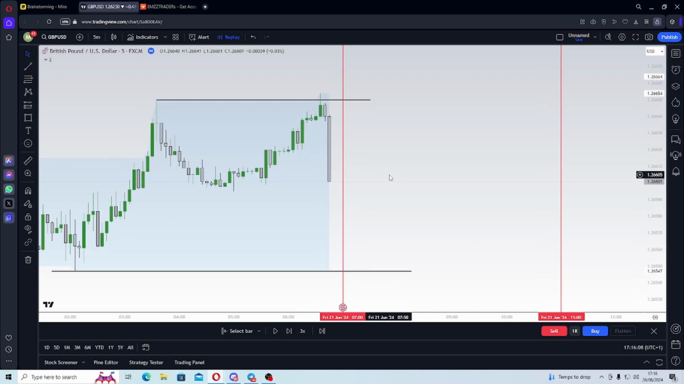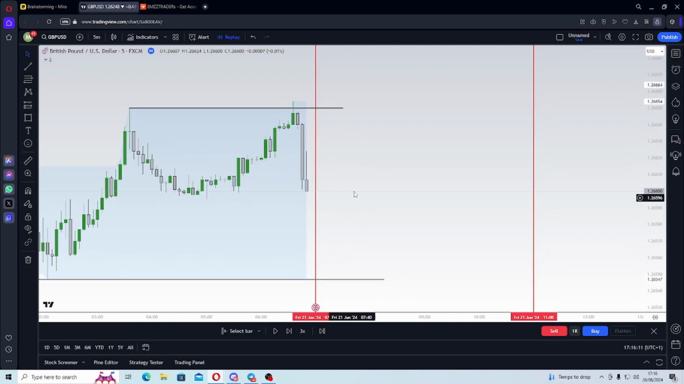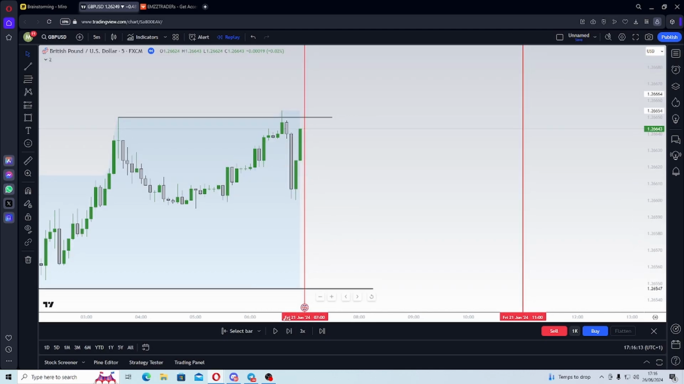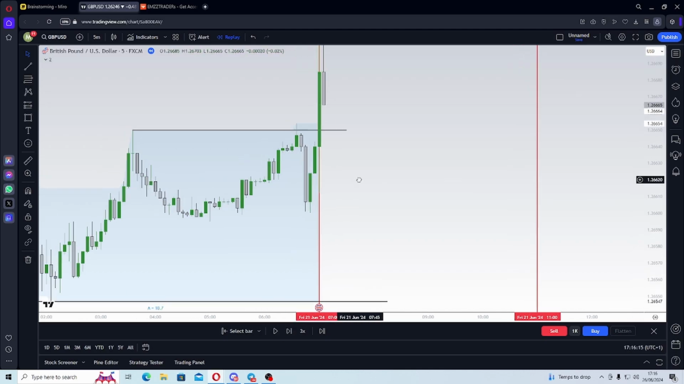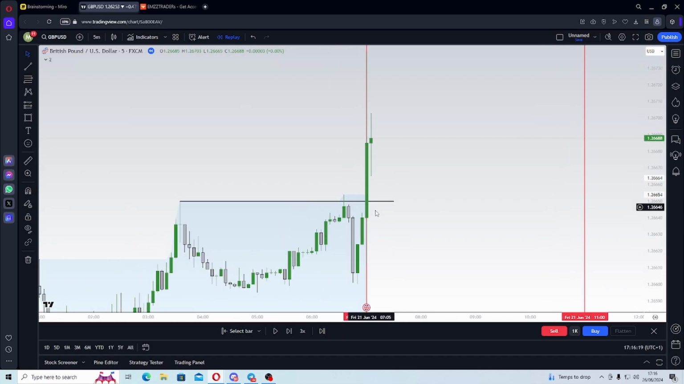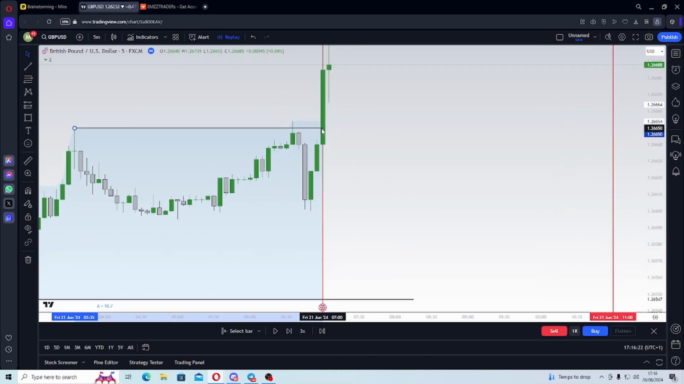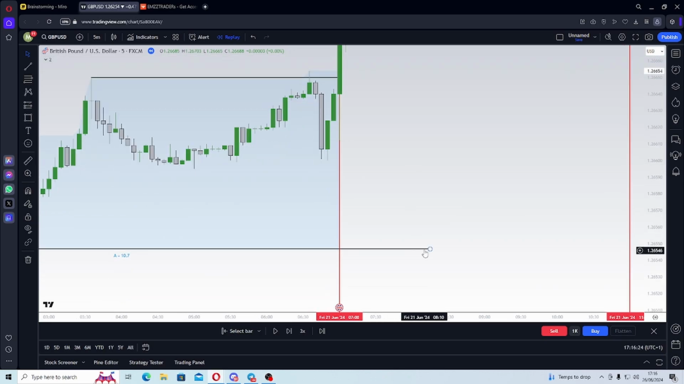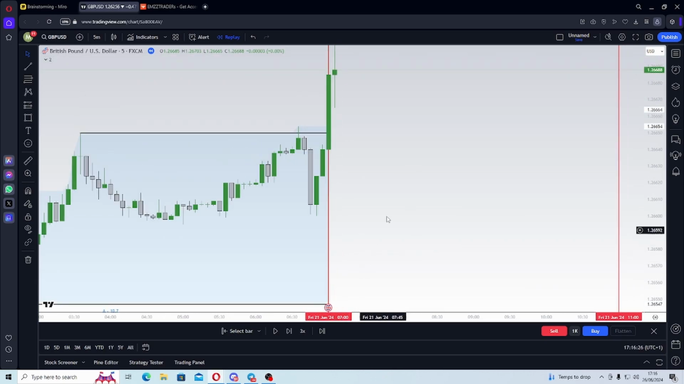As you can see from here, price is going down, and there we go, price builds up. And on the 7 o'clock sharp, price actually shoots all the way up and breaks through the buy side liquidity right here. So we can use this to our advantage so easily.